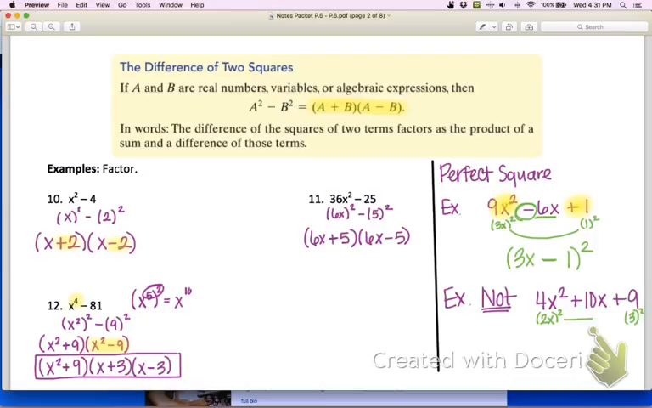But when I do 2 times 3, I get 6. And when I double that, I get 12. That doesn't match what's here. That doesn't mean that that's not factorable. It just means that it's not a perfect square. Okay?